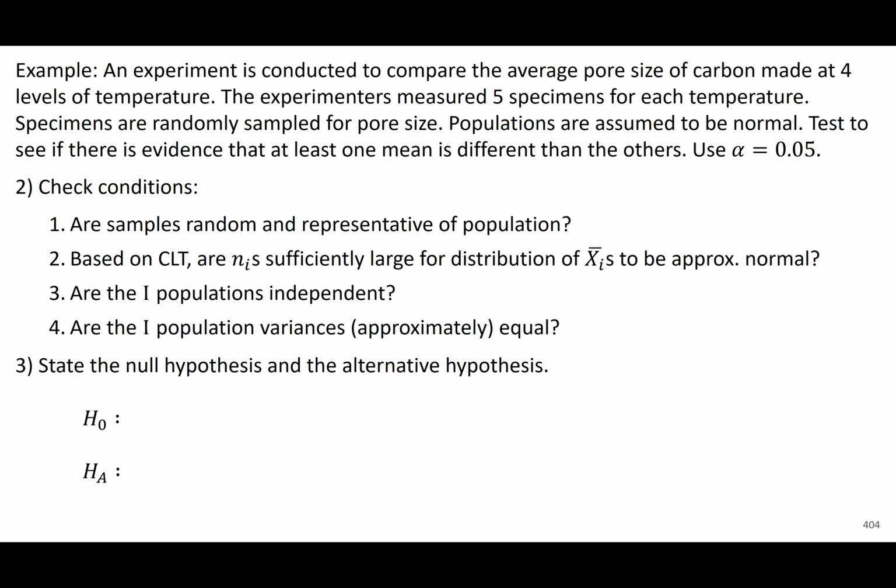So the experimenters went ahead and took 5 specimens from each temperature. The specimens are randomly sampled for pore size. Populations are assumed to be normal. Thank goodness, because we only took 5 for each temperature. So 5 is a very small sample size. It is very useful that we can assume normality here. Then we want to test to see if at least one mean is different.